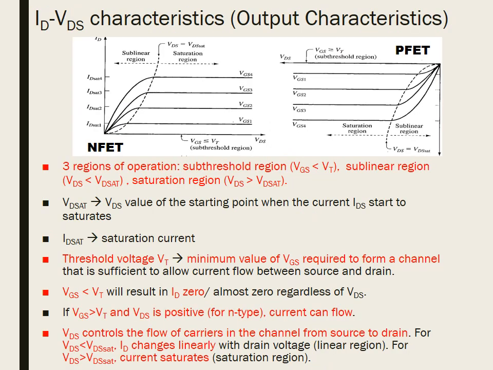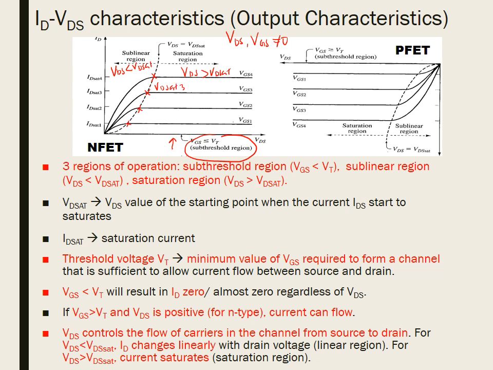Let's take a look at the output characteristics. I've mentioned that during measurement, we vary VDS and VGS and measure the IDS. There are three regions of operation. At VGS smaller than VT, at this x-axis, this is the sub-threshold region, and here is the linear region where VDS is smaller than VDSAT, and the saturation region where VDS is larger than VDSAT. VDSAT is the VDS value that marks the starting point when the current IDS starts to saturate, and IDSAT is the saturation current.